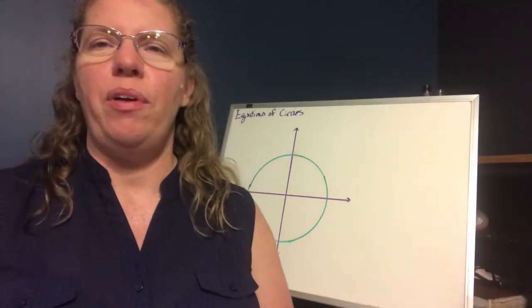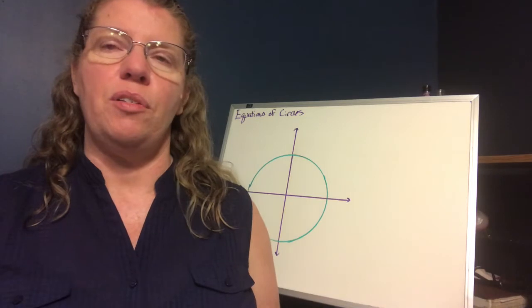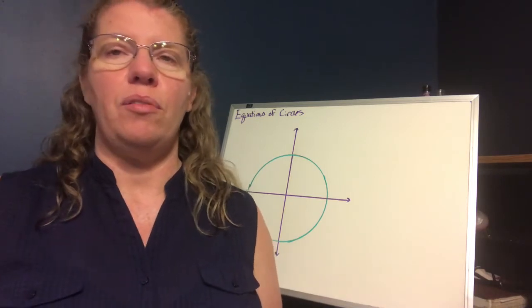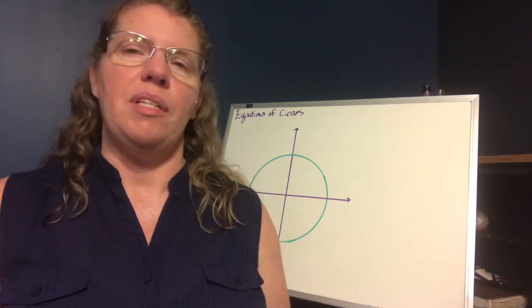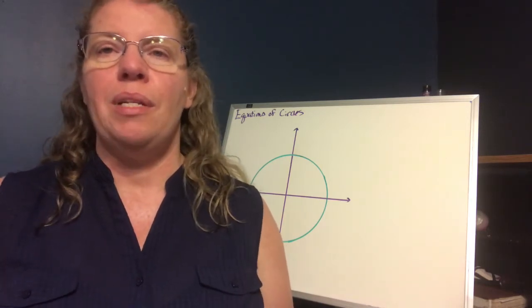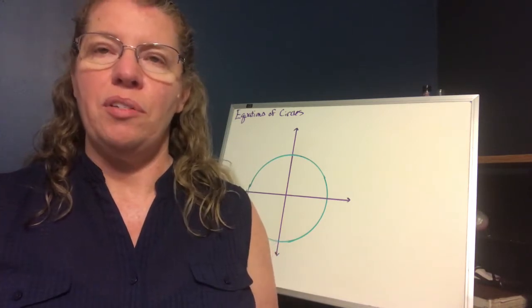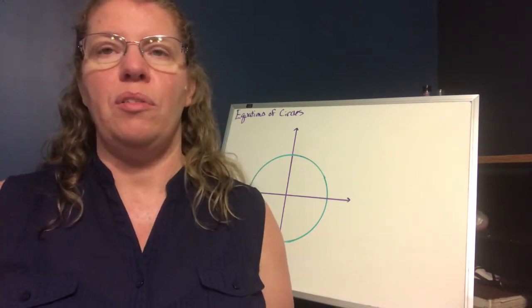Hello everyone, today we are finishing up our chapter on circles. The first 5 sections we looked at were dealing with angles and chords and segments and solving for different parts of our circle. This last section, section 7, is going to be looking at the equations of circles and how we use equations to graph.